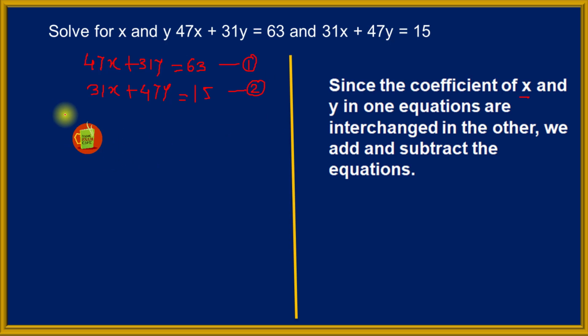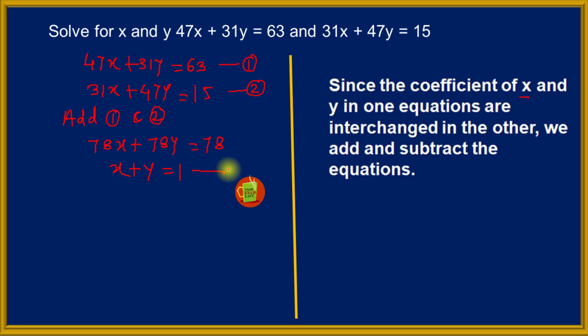So here first we will add these two equations. So add 1 and 2. If we add these two, we will get 78x plus 78y, which is equal to 78. Here 78 is a common factor, so divide by 78 throughout the equation and you will get x plus y equal to 1. Let this be equation number 3.